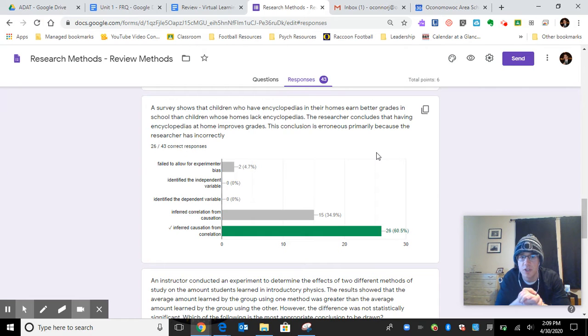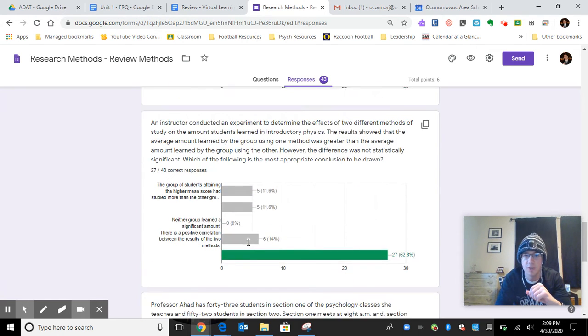So this conclusion is erroneous, which means incorrect, primarily because the researcher has incorrectly, the correct answer there is, inferred causation from correlation. Survey is a type of descriptive study which can show us relationships, but it cannot show us causation. So the survey shows us a correlation. The researcher inferred causation, but you can only see cause and effect using an experiment.